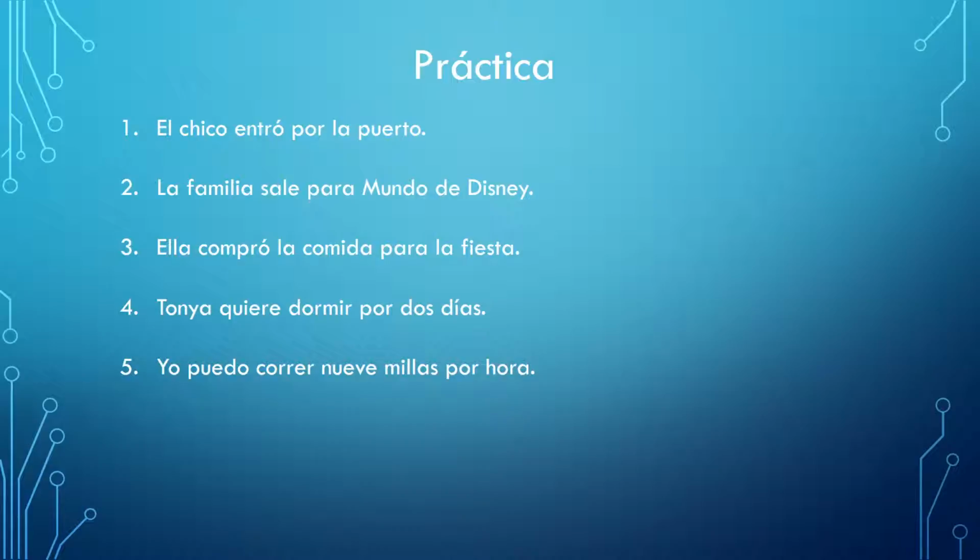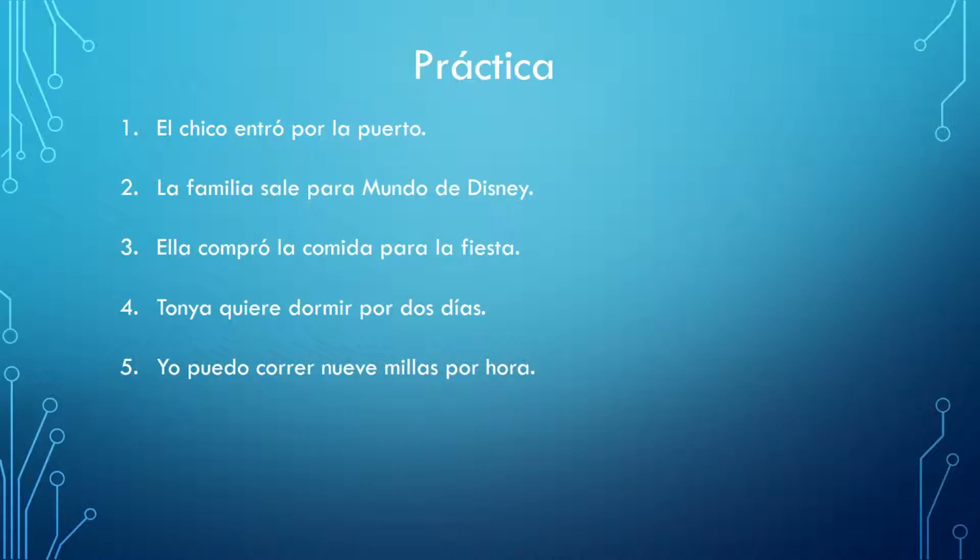Número 2. La familia sale para Mundo de Disney. The family is leaving for Disney World. We are talking about a destination. They are leaving for Disney. So we will use para.